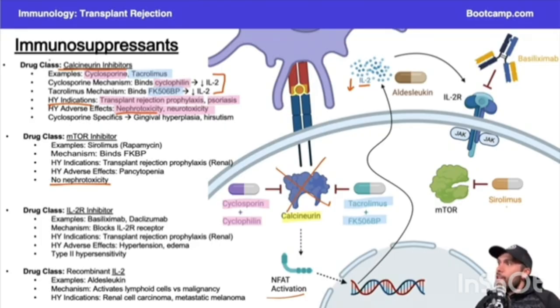Now, the way that you distinguish, you might be saying, okay, well, these two sound exactly the same. Am I going to have to distinguish the two? Well, if you did have to distinguish the two, it's important to know that only cyclosporine can cause the gingival hyperplasia and hirsutism, right? So cyclosporine in general, if you're in a board question and you're trying to distinguish cyclosporine from tacro, that's what you're looking for.